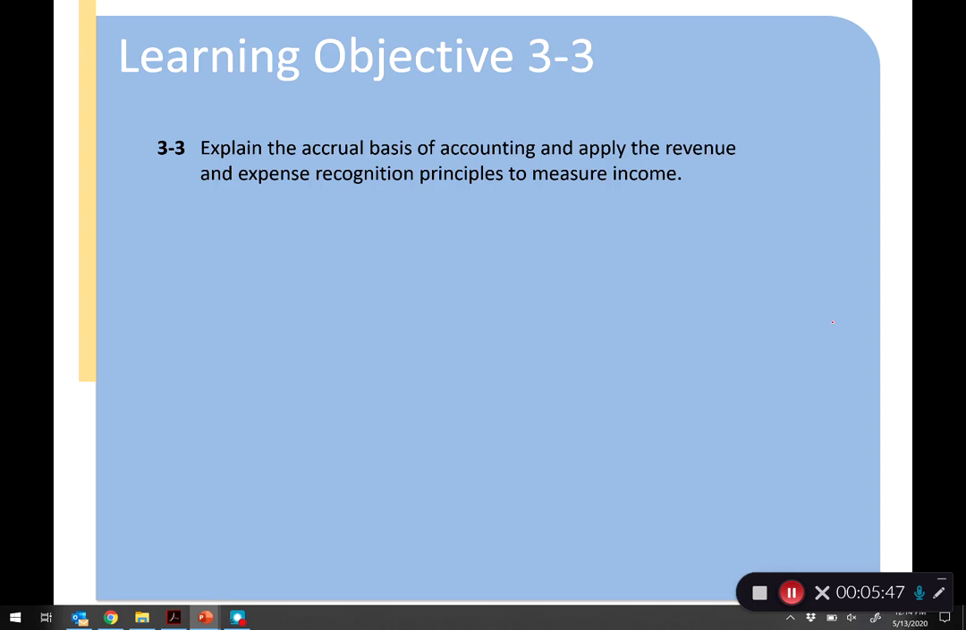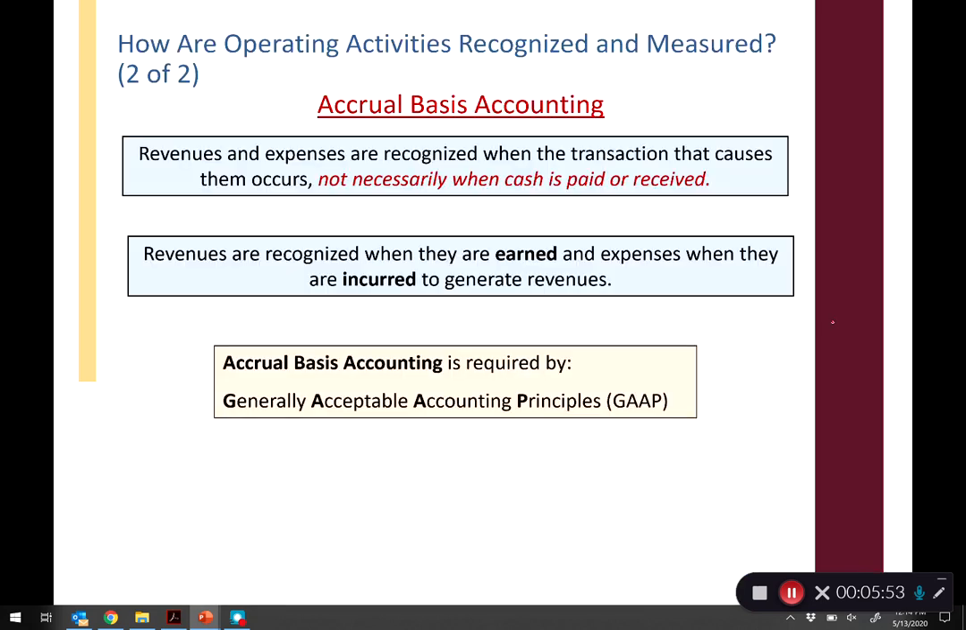So let's take this discussion of accrual basis a little further. Remember, with accrual basis accounting, revenues and expenses are recognized when the transaction that causes them occurs, not necessarily when cash is paid or received. Again, revenues are recognized when earned, expenses when used. If we were in class, I would have you repeat that. Revenue recognized when? Earned. Expenses when? Used. Revenue earned, expenses used. Okay, you've got to get that through. You have to understand that concept.